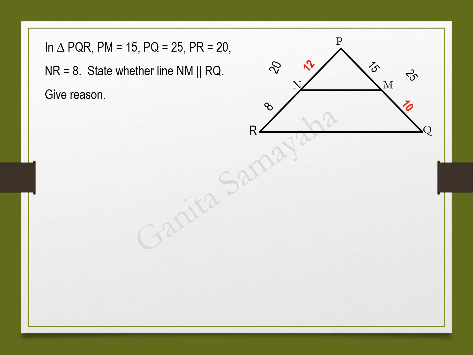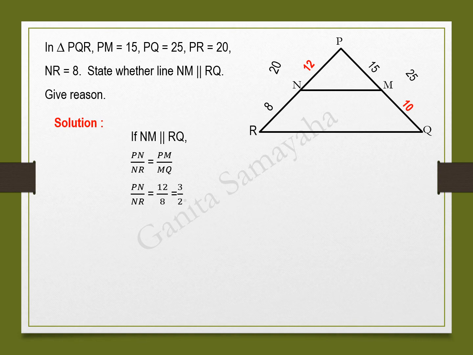So we will first consider PN by NR. If PN by NR is equal to PM by MQ, then we can arrive at the conclusion that NM is parallel to RQ. Isn't it? So, if NM has to be parallel to RQ, then PN by NR must be equal to PM by MQ. So, let us take the ratio PN by NR first.